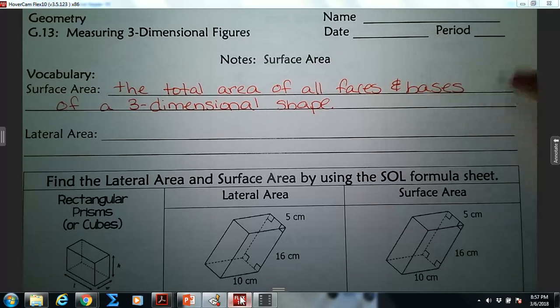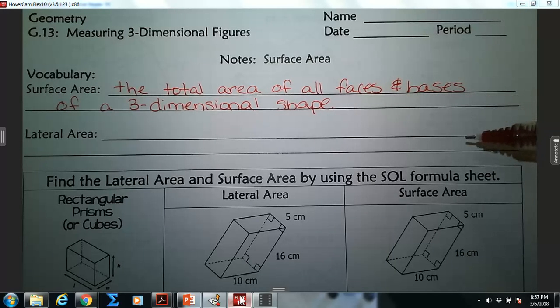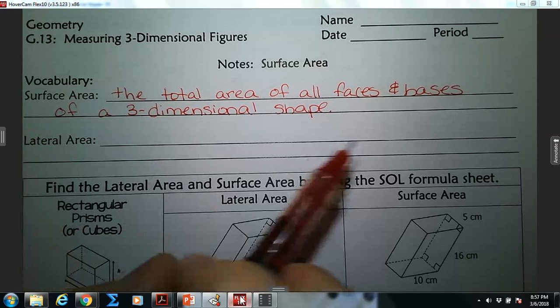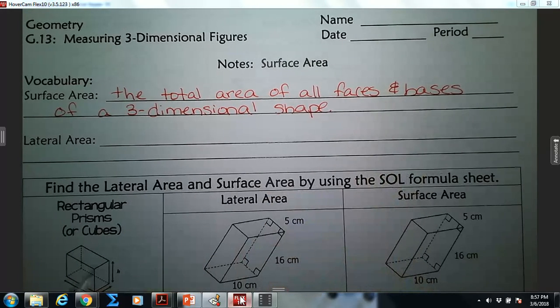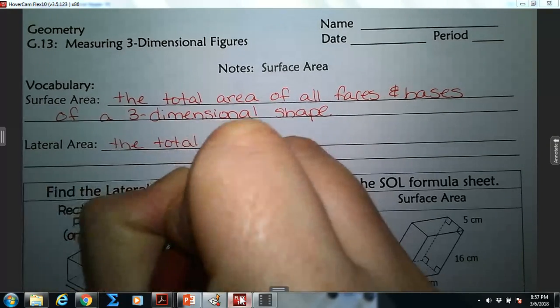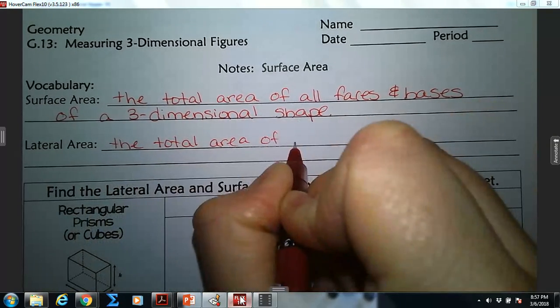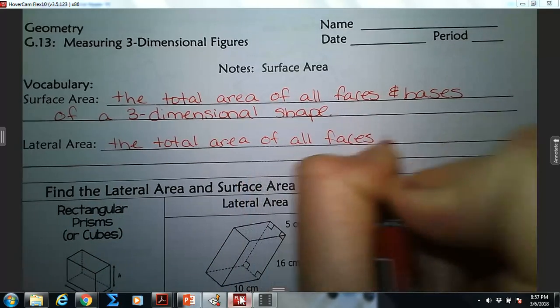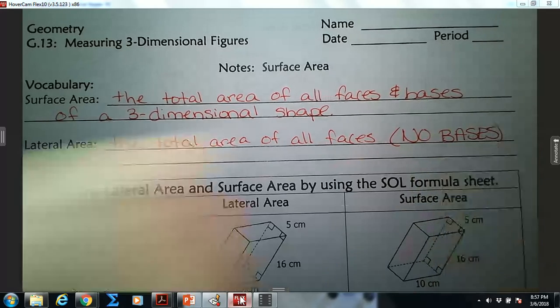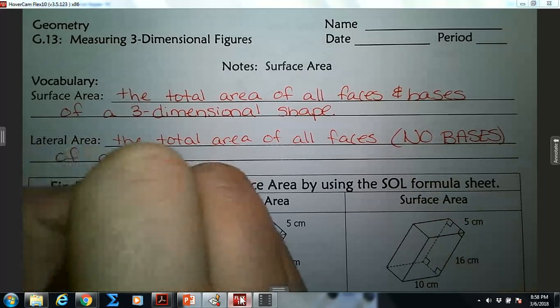So we've got surface area, the total area of every surface of the shape. Then we have something called lateral area, which you might not have talked about for a long time. Lateral area is similar to surface area, except we exclude the bases. So it's just the area of the faces of a three-dimensional shape. So the total area, again, of all faces, no bases, of a three-dimensional shape.